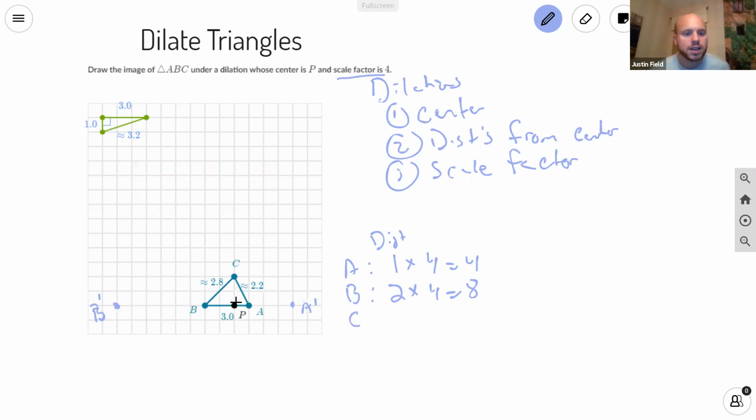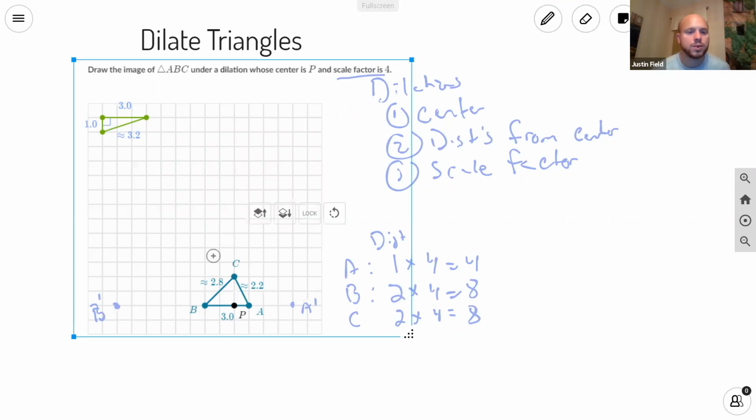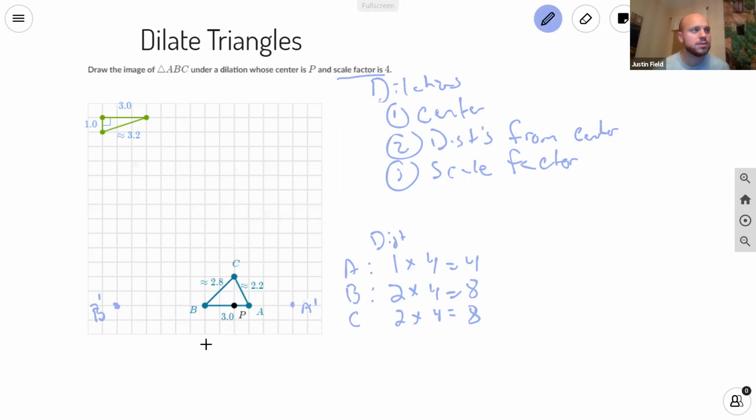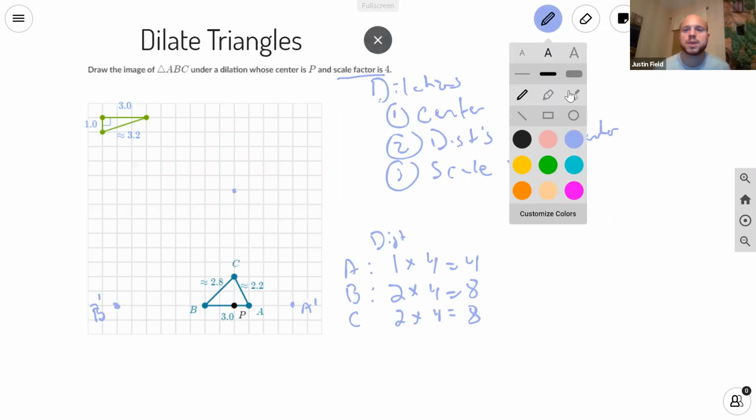Okay, so C is 2 up. So we're going to multiply that 2 up by 4 and get 8. So just go 8 up. 2, 6, 7, 8. Who do we appreciate? Mr. Field. 2, 3, 4, 5, 6, 7, 8. Okay, there. Let's see if our line tool can help us.